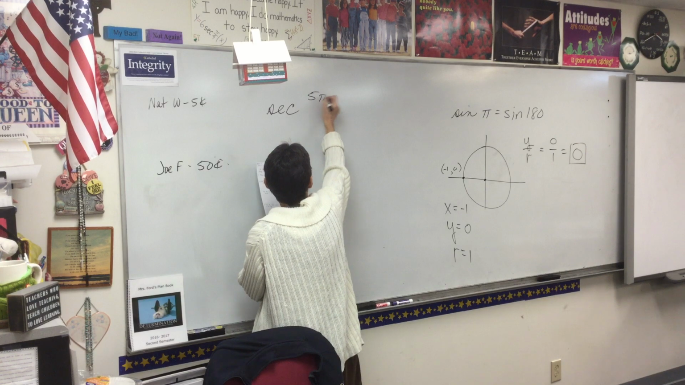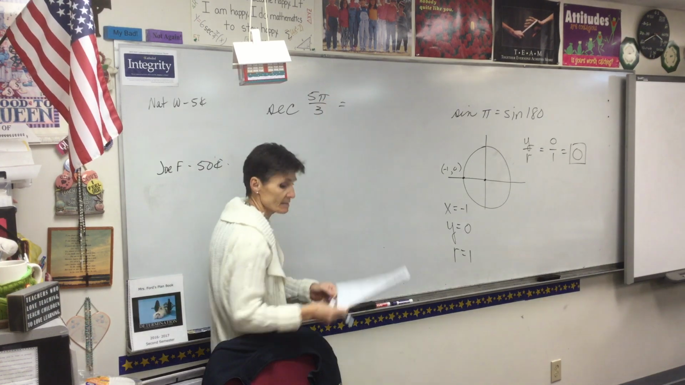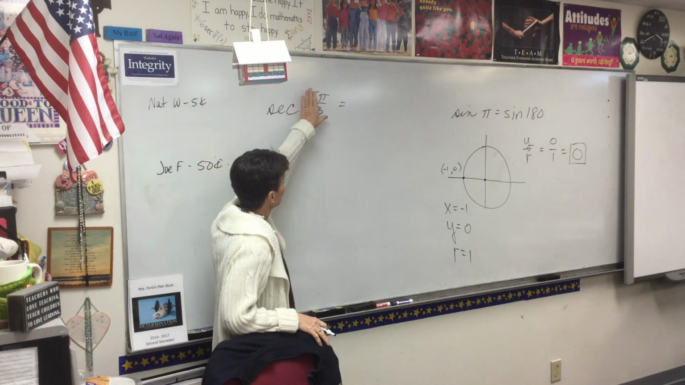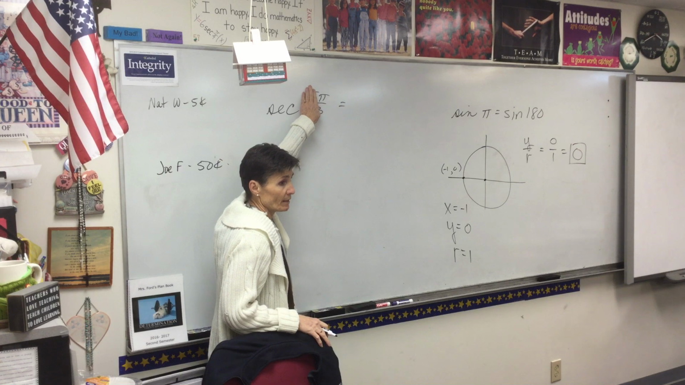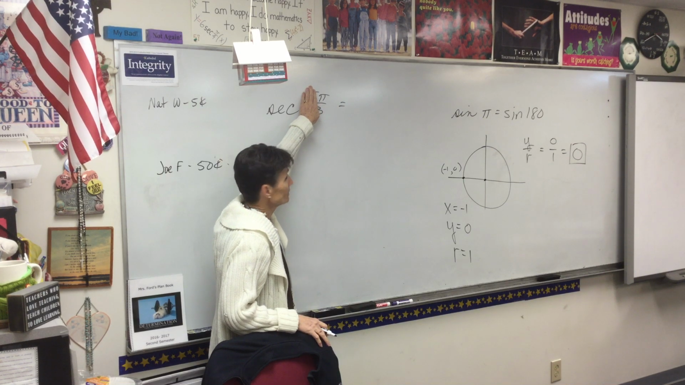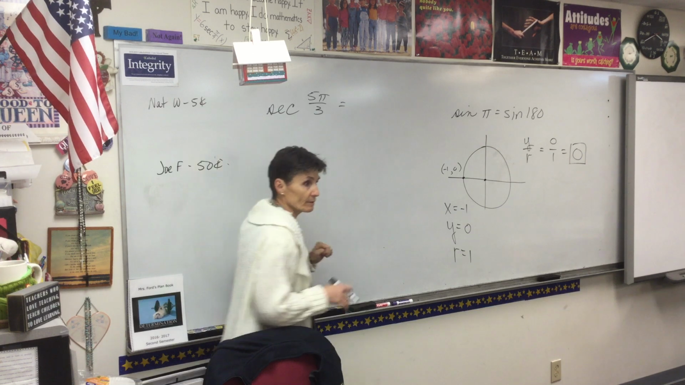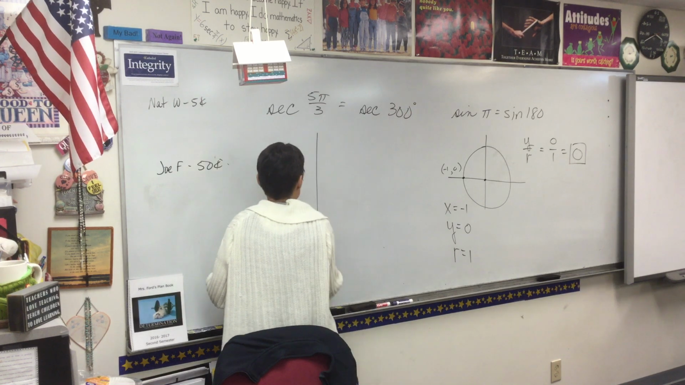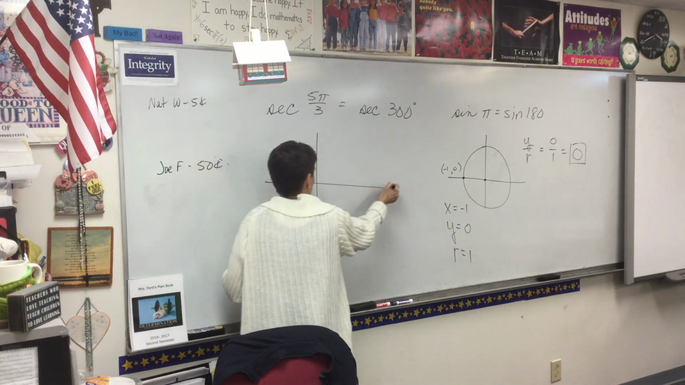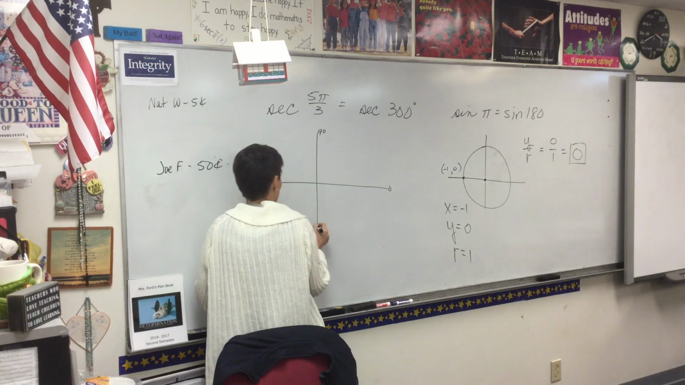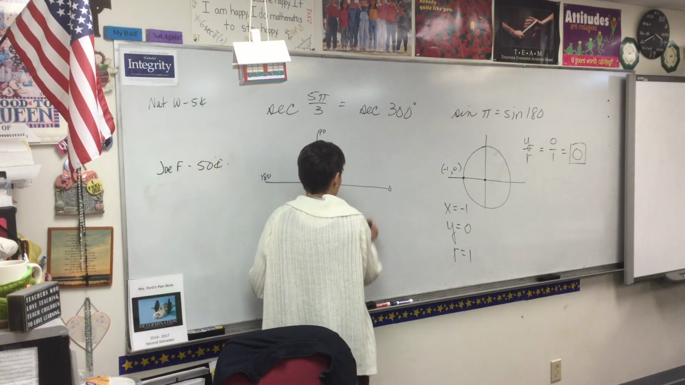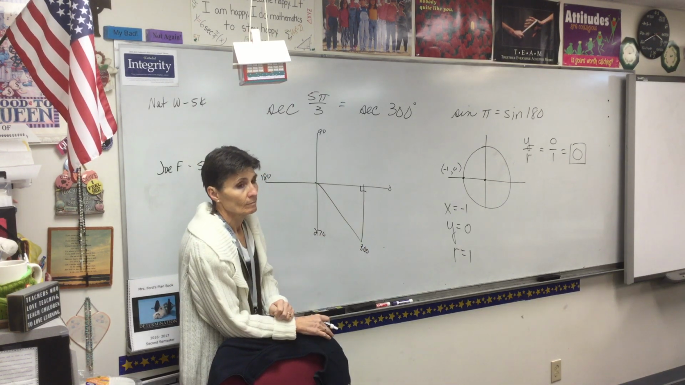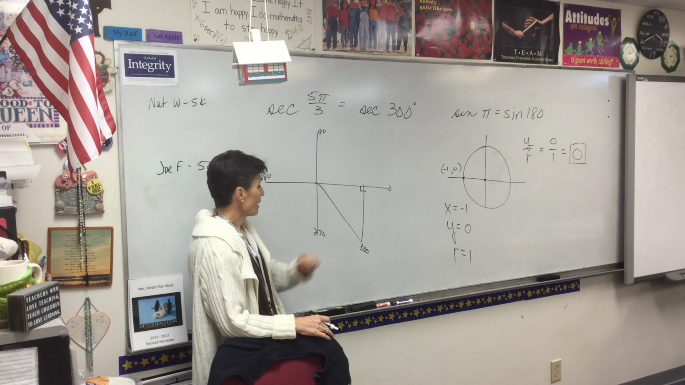Secant 5 pi over 3. Now this is a secant, so we're going to have to pay attention to that. But first let's find our angle. Let's see, that would be 180 divided by 3, 60, times 5, 300. That one's 300. So 300 is clear over here, right? Now let's not mess this up.